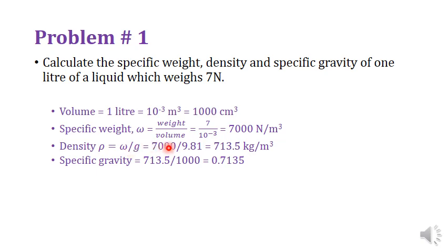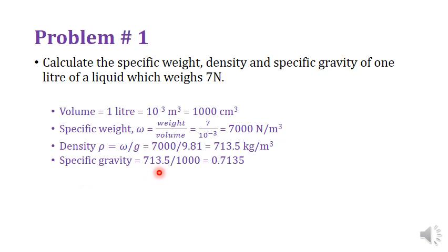Then you have density, rho, that is W over g. So 7000 divided by 9.81. 7000 is the W, the specific weight you have calculated, and you divide it by g, gravitational acceleration. How we get this formula, we have studied in the theoretical part. So 713.5 kg per meter cube.